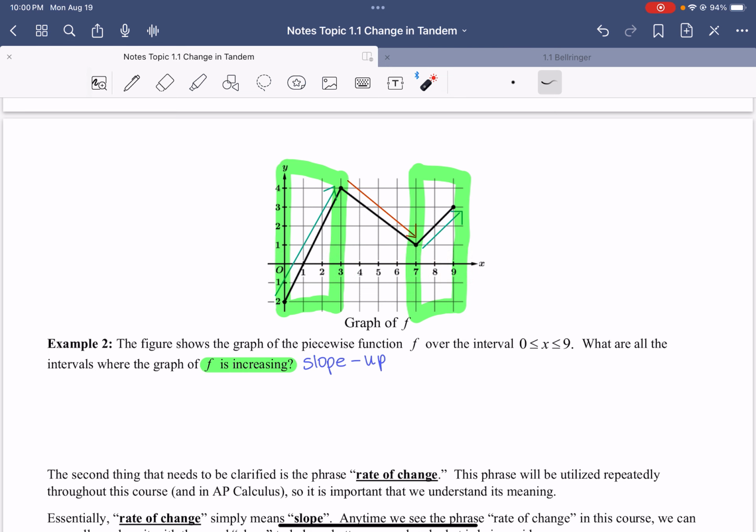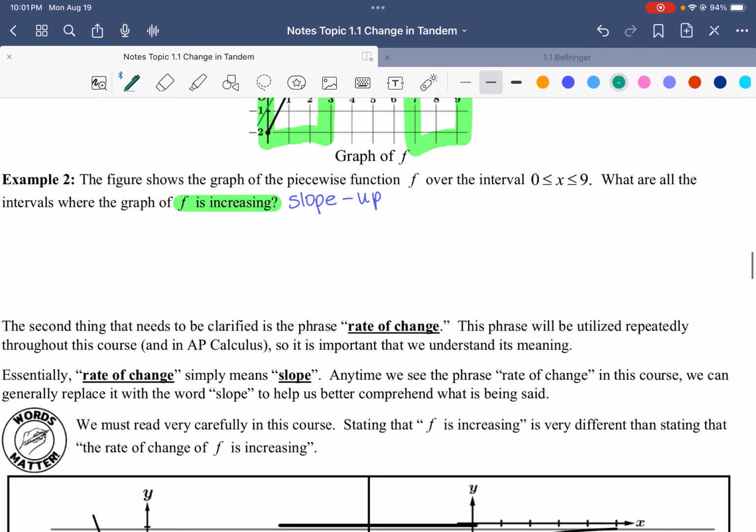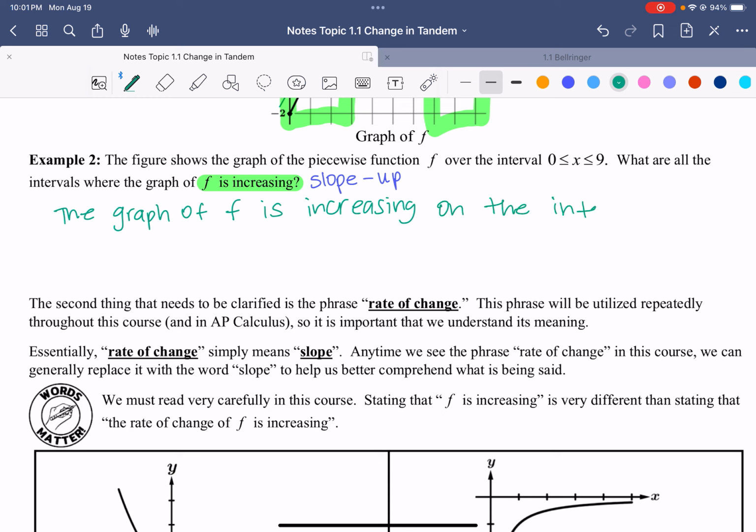Now, something new in AP Precalculus is that you're going to have a lot of free response questions that you need to know how to phrase so that you get all of your points on the AP exam. The best way to do it is just to rewrite the question in your sentence. So if the question says, what are all of the intervals where the graph of f is increasing? If I restate that, I can say the graph of f is increasing on the intervals. Okay, so notice that I've just rewritten the question.